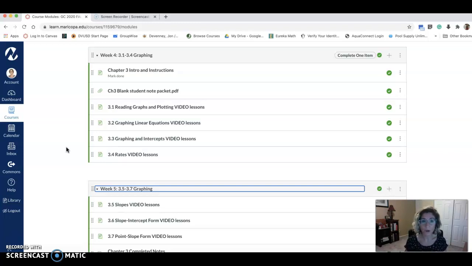pie charts. We're going to talk about graphing lines, and we're going to talk about intercepts, where it crosses the x-axis and the y-axis. We'll get into that in some of the videos. Then we're going to start to talk about rates and how things change and how lines change.